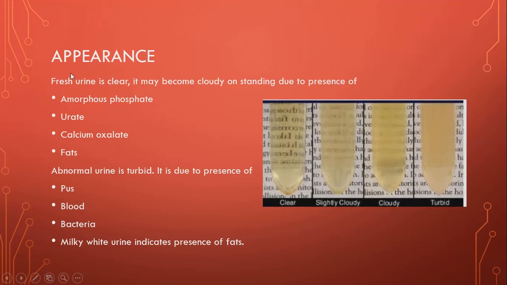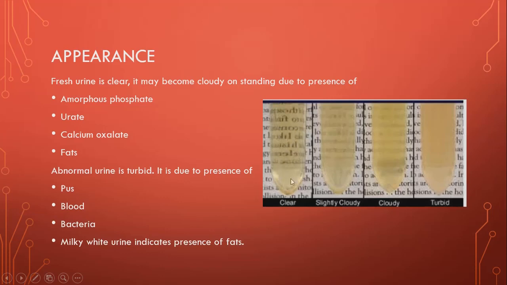Now the appearance, so the fresh urine is clear. It may become cloudy on standing due to the presence of these elements: amorphous phosphate, urate, calcium oxalate, or fats. While abnormal urine is turbid, it is due to the presence of pus, blood, bacteria, or milky white urine indicates presence of fat.